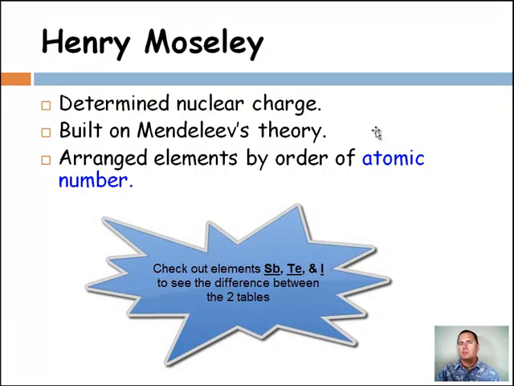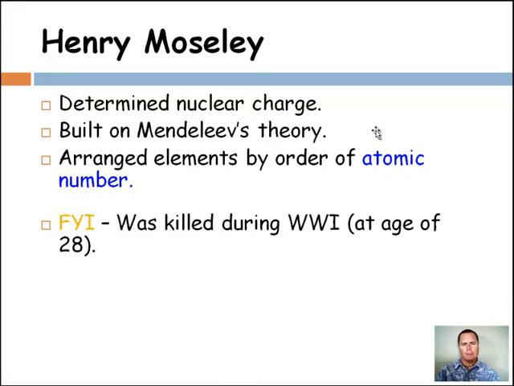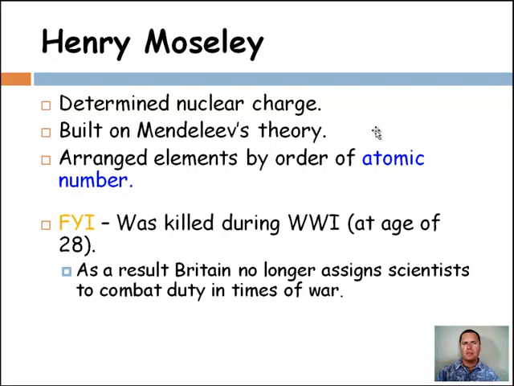So as we got better science and more advancements in technology, we were able to come up with the atomic number. An interesting fact about Moseley was that he was killed in World War I at the age of 28. So he still had his whole life ahead of him. Imagine what other discoveries he could have made in the area of physics and chemistry if he wouldn't have been killed. And as a result of his death, the British government no longer assigns scientists to combat duty in times of war. They keep them in the back where they're safe. They don't want to lose another genius like Moseley.